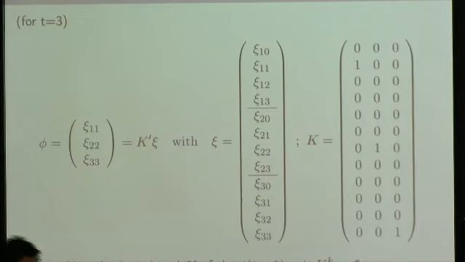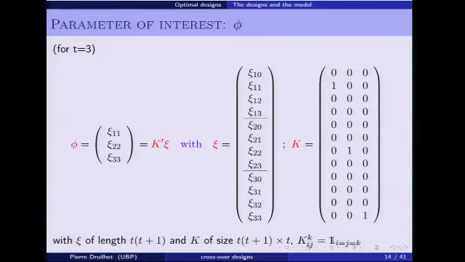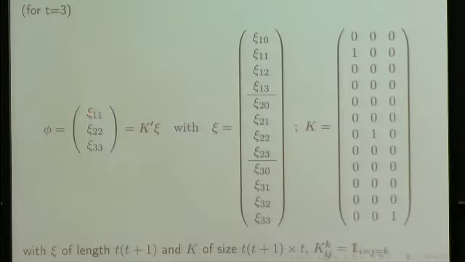So, for example, for T equal to 3, the parameter of interest, this is the whole parameter which holds the interaction. I recall that 0 is having no treatment before. So you have T plus 1 entries of the vector. And you have the vector of interest, phi, the total effect, which corresponds to a treatment having itself before. And phi is the linear combination of the whole parameter xi by phi equals K prime xi, where K is this matrix here.